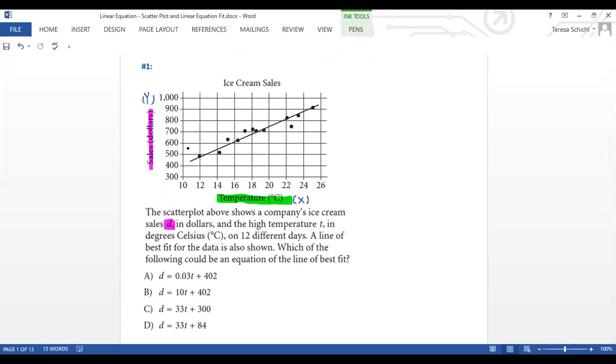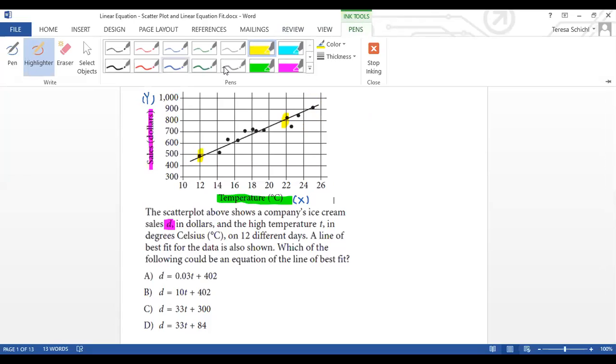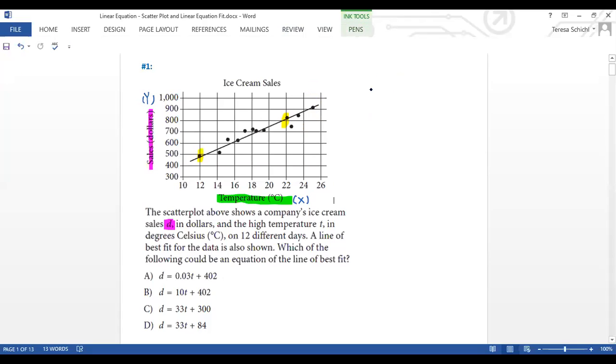Now for this problem, we have a scatter plot. I know the temperature will affect the ice cream sales, so I want to see what the line looks like. Like I said, the line is just an estimate. So I'm going to choose points that the line is pretty close to. I'll choose this point and this point because these two touch the coordinates pretty closely, so I can estimate here. Remember the slope.